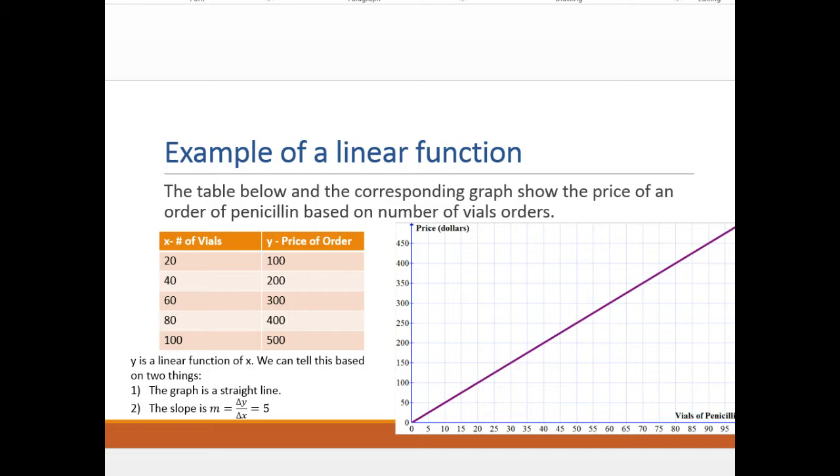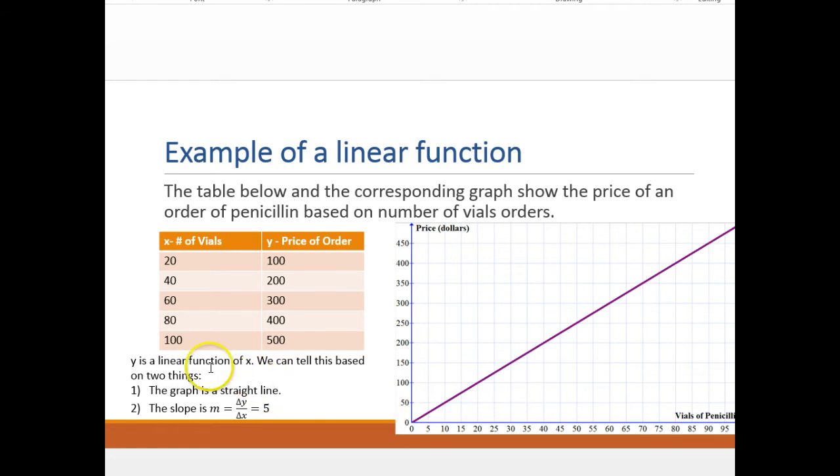Here's an example of a linear function. It says the table below and the corresponding graph show the price of an order of penicillin based on the number of vials. The number of vials ordered are 20, 40, 60, 80, and 100, and the corresponding prices are 100, 200, 300, 400, and 500. If we were to plot these out, they would all fall on this line here.